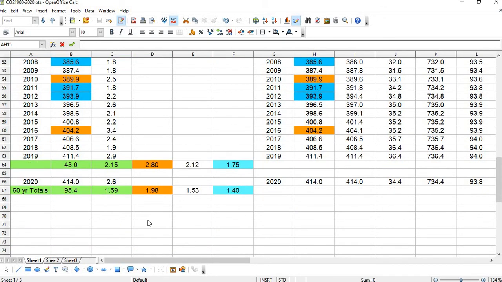Looking at the total 6 decades worth of data over the past 60 years, including 2020, we've had a rise of 95.4 parts per million, an average of 1.59 per annum, 1.98 during El Nino years, 1.53 in neutral, and just 1.4 in La Nina years.